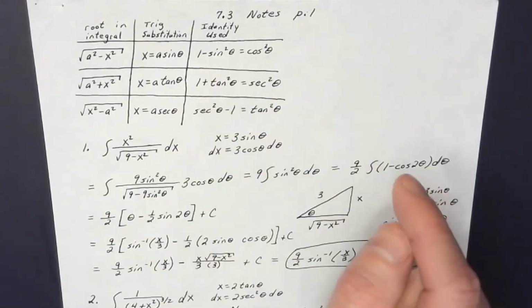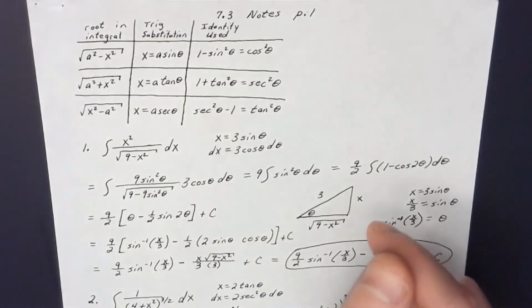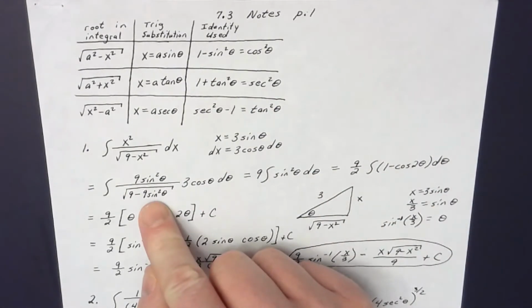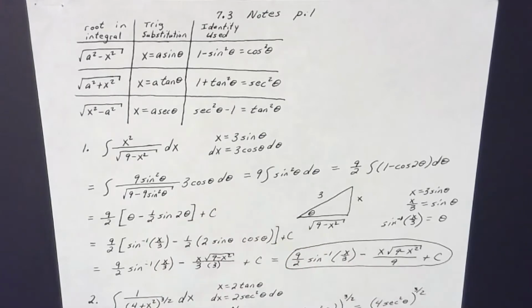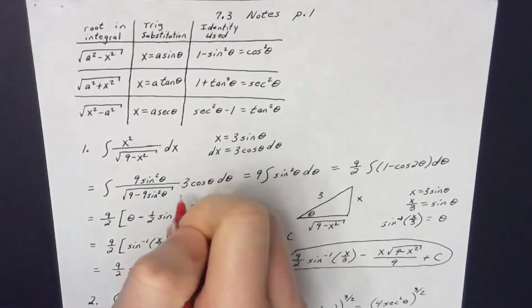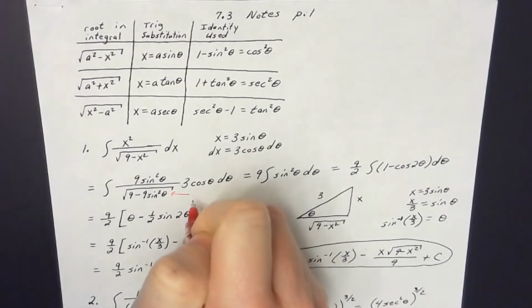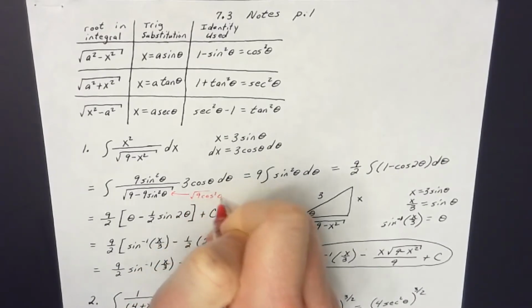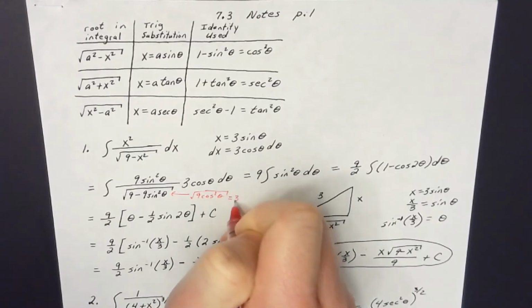Well, the square root of 9 times 1 minus sine squared is the same thing as the square root of 9 cosine squared theta. But then I know that that square root of 9 cosine squared theta is going to become the 3 cosine theta, which is going to cancel with the 3 cosine theta that I was multiplying by. So what I'm saying, from this step to the other, right here, this denominator, that's equal to the square root of 9 cosine squared theta, which becomes 3 cosine theta.